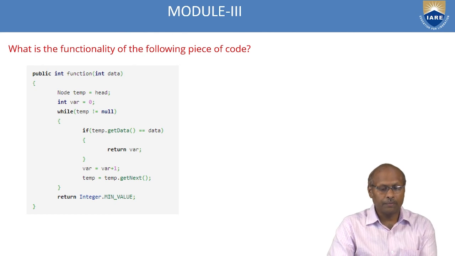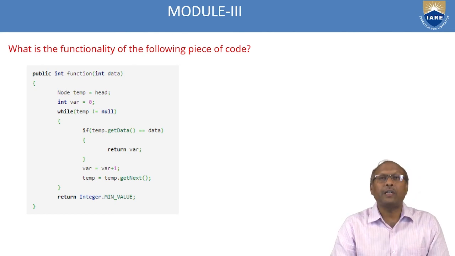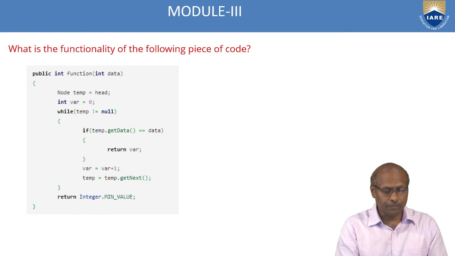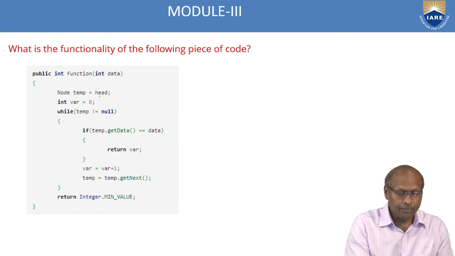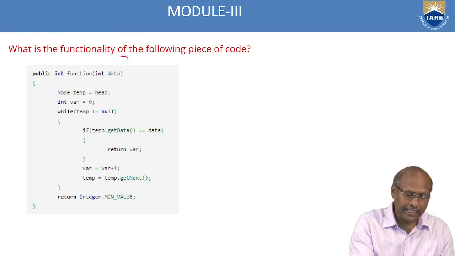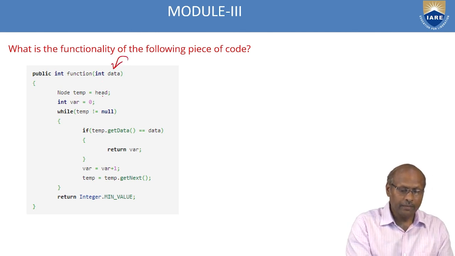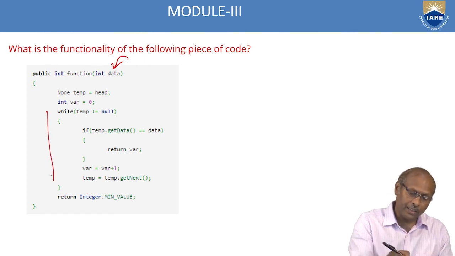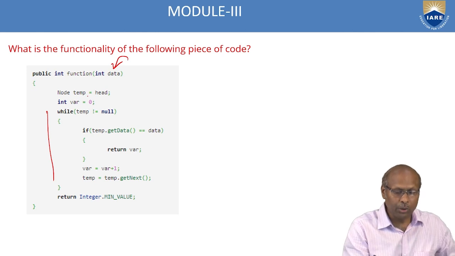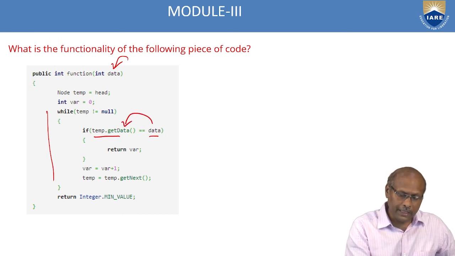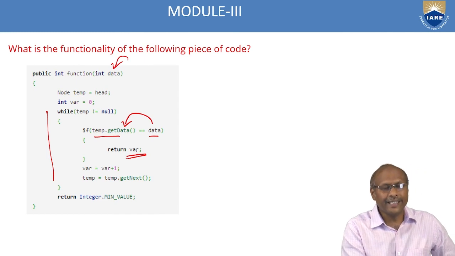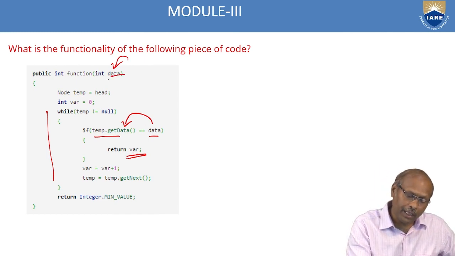Next question, they may ask: what is the functionality of the following piece of code? What exactly is this code doing? If you observe here, the function takes int data first. Temp equals head, where equals 0, while temp is not null. Initially temp is holding the address of the linked list, the starting address. Temp dot get data equals data. It is checking whether the data is available in the first node or not. If it is available, return it. That means it is comparing the given data. Whatever data you are passing, it is checking whether the data is available in the list or not.